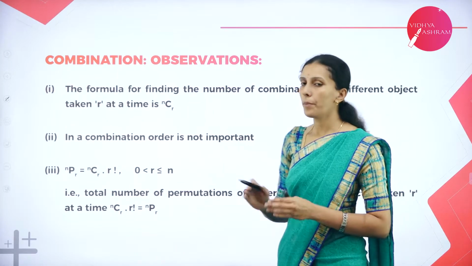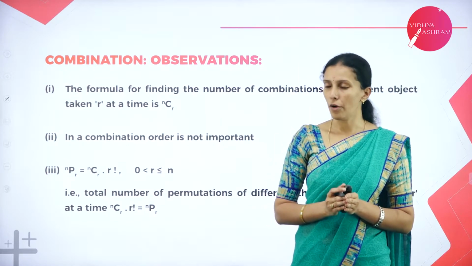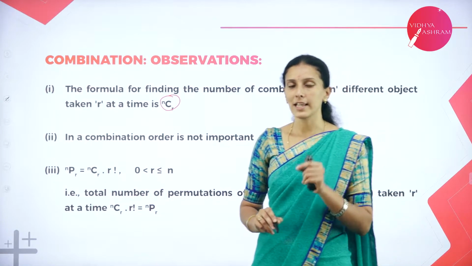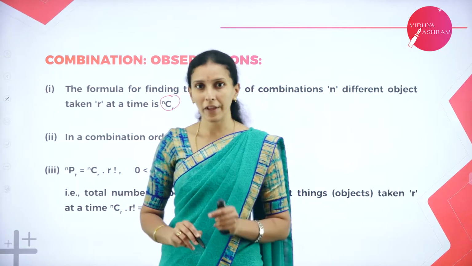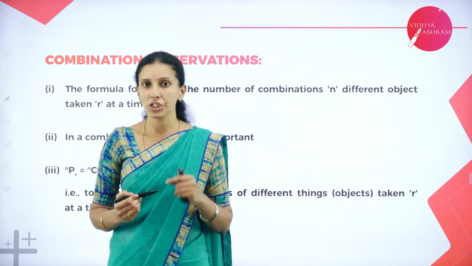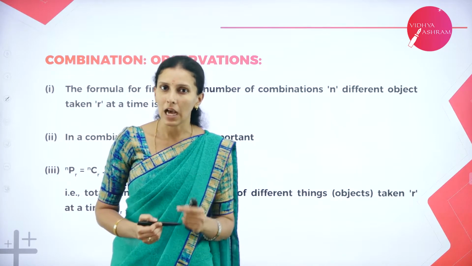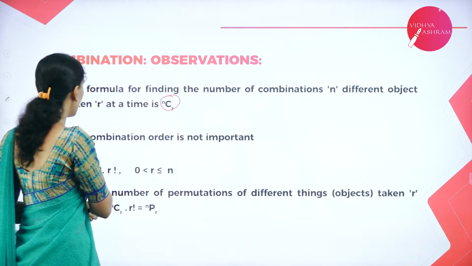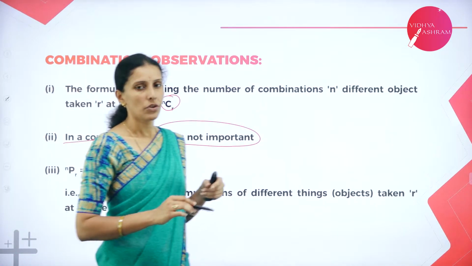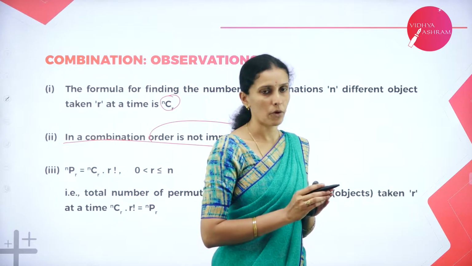For combinations, we have a formula using NCR. So we denote the selection of R objects out of N objects using NCR, whereas permutation is denoted by NPR. Next, in a combination, order is not important. So here the order is not important.